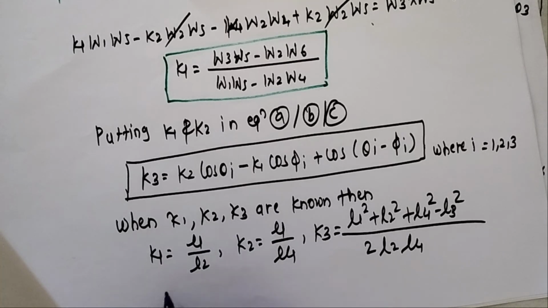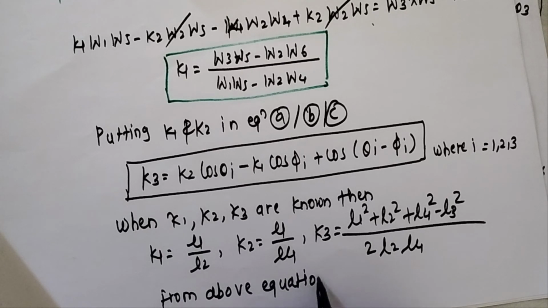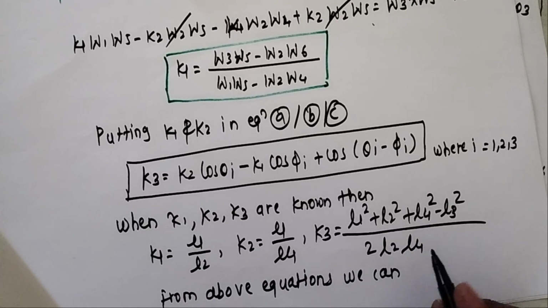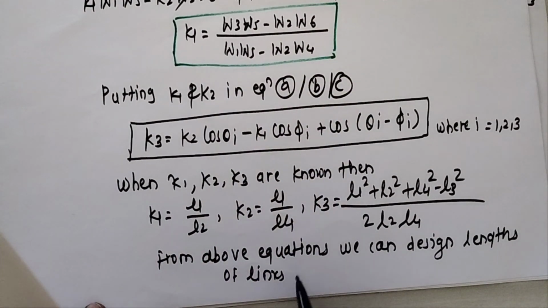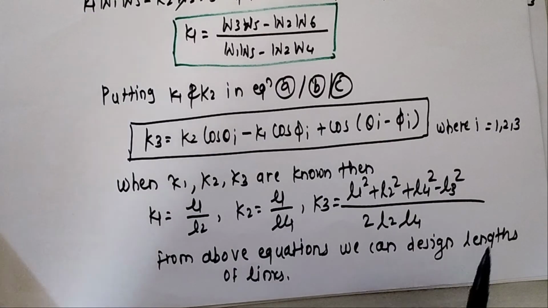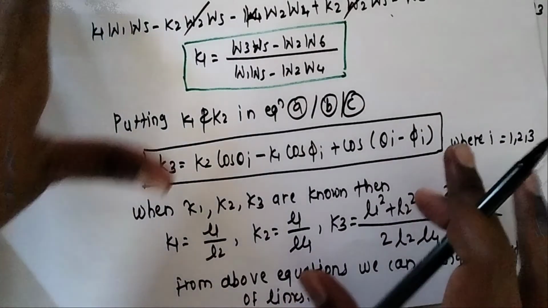So from the above equations we can synthesize, or you can say we can design, the lengths of links of the 4-bar mechanism, of course links of 4-bar only. From the above equations we can design the length of links. So this is your procedure for dimensional synthesis of a 4-bar mechanism by using kinematic coefficients. Briefly I will just revise it.